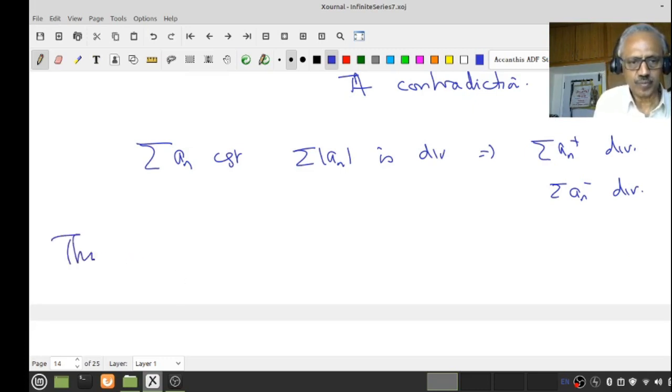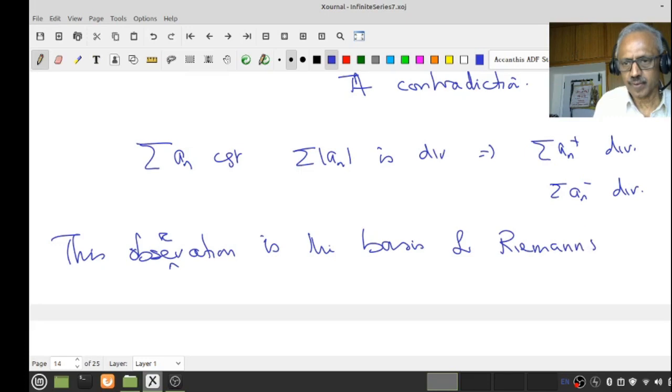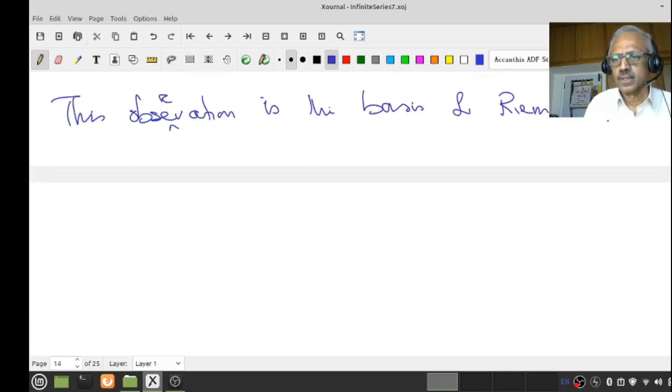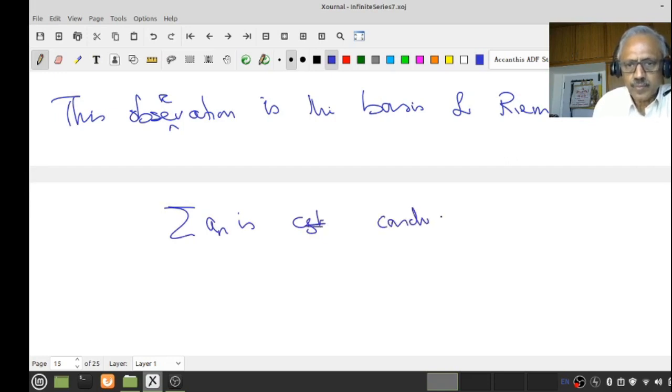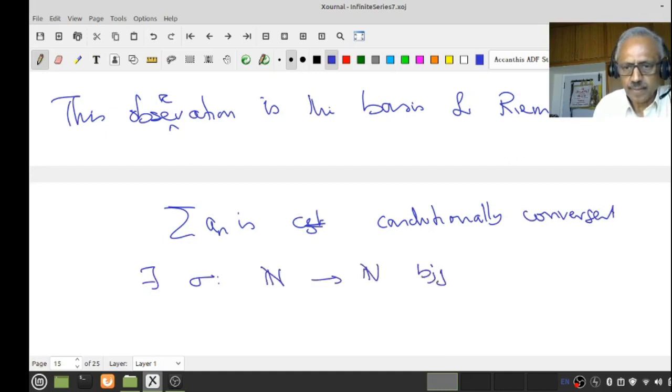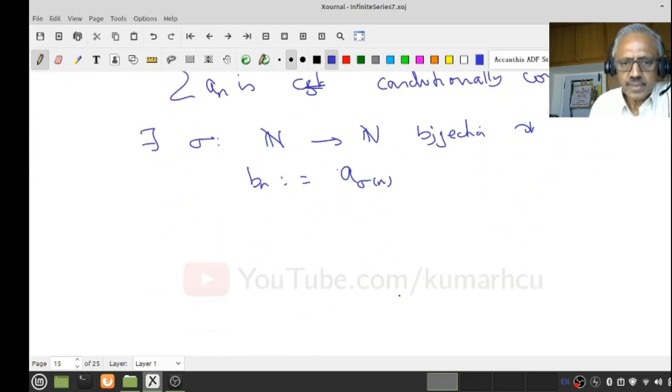Okay, this observation, this is a theorem, but I call it observation, is the basis for Riemann's theorem. What does it say? If summation a_n is conditionally convergent, and let alpha be a real number, then there exists a bijection sigma from N to N, so that if we let b_n equal to a_sigma(n), then summation b_n is convergent and it's equal to alpha.